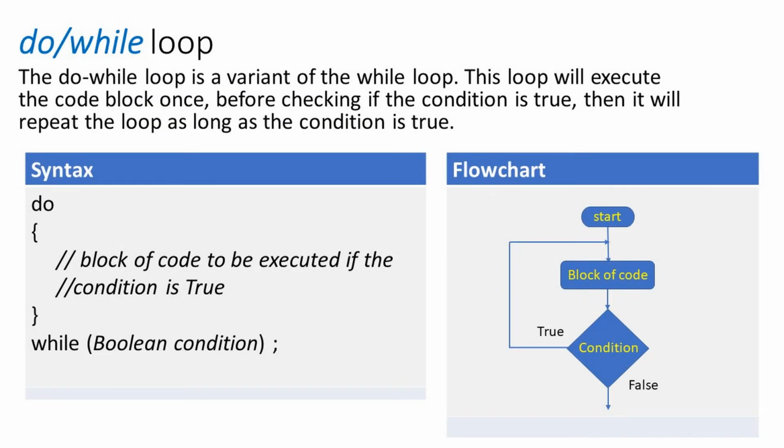The do-while loop is a variant of the while loop. This loop will execute the code block once, before checking if the condition is true, then it will repeat the loop as long as the condition is true.